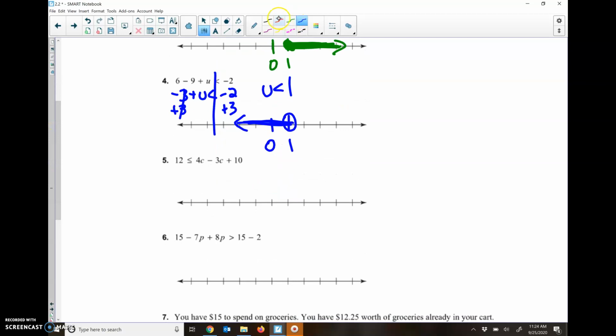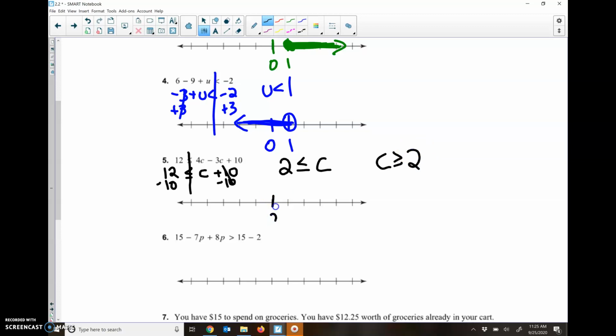All right. Number 5. So same thing, we got something to simplify here. So I have 4c minus 3c, just is left with 1c, plus 10. So it's a plus 10, so I'm going to end up minusing 10. 12 minus 10 is 2. So I end up with 2 is less than or equal to c. Again, I don't like it when the variable is not first, so I'm going to flip that around. So c is greater than or equal to 2.